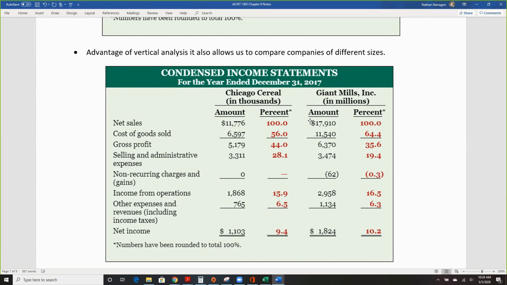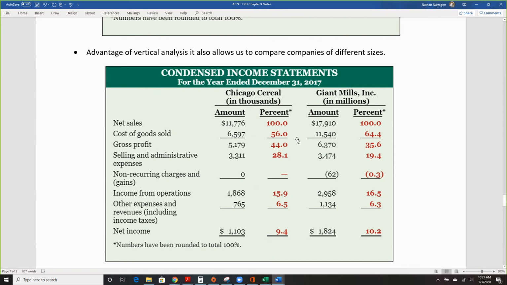Now, sometimes that's good, sometimes that's bad. But we're actually going to see if a certain company can basically have their cost of goods sold at a certain percentage that's lower than ours, and they're in the same industry. We're going to check. Like here, we're comparing Chicago Cereal versus Giant Mills Inc. But as you can see, again, we're basing each of them on our sales. And then we're looking at percentages.